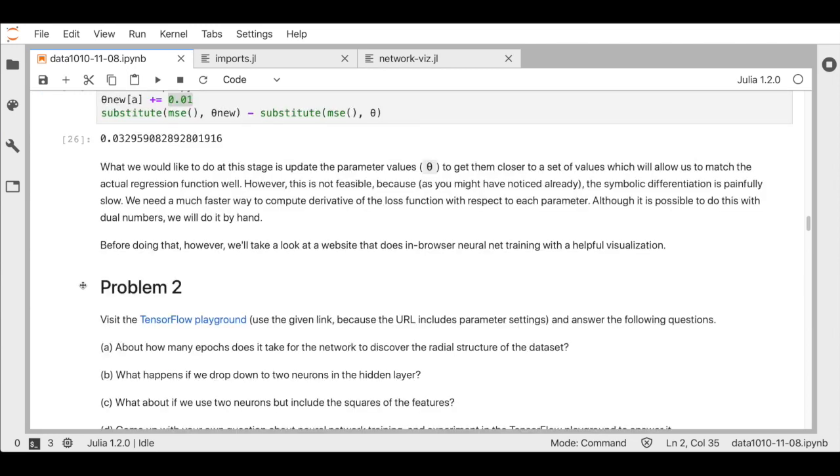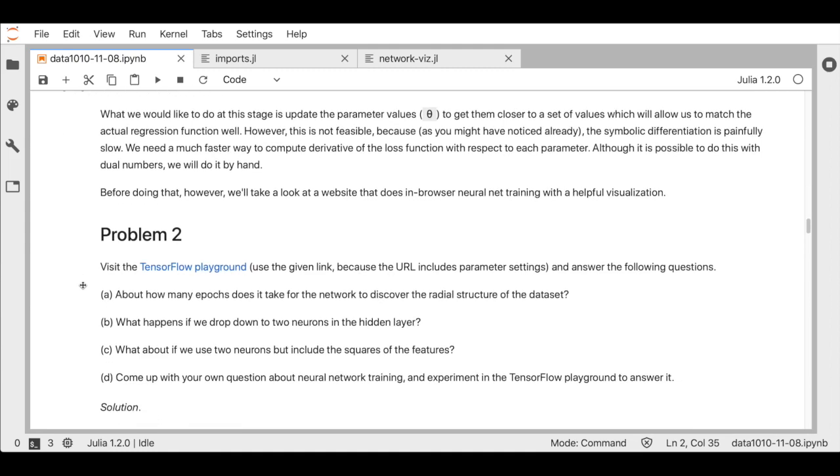And the core issue here is that these derivatives are being taken symbolically. We want to improve on that by never representing any of the parameter values as actual variables, as in SymPy variables, but instead represent them as numbers and come up with an efficient way of computing all the derivatives directly in that context. But before we get into that, I want to go to the TensorFlow playground first.